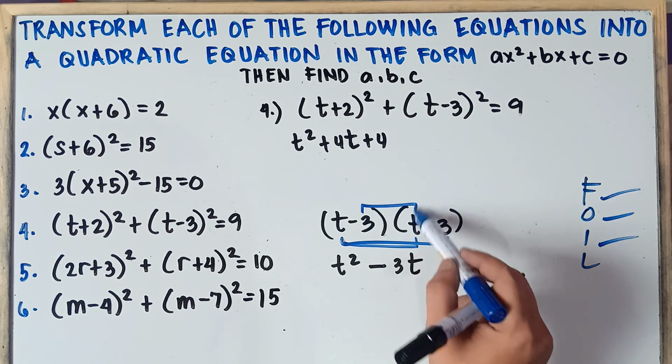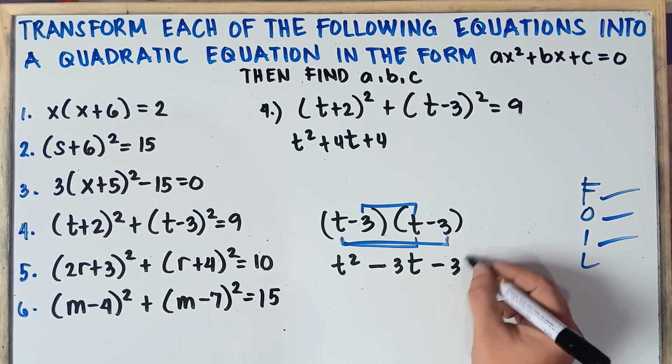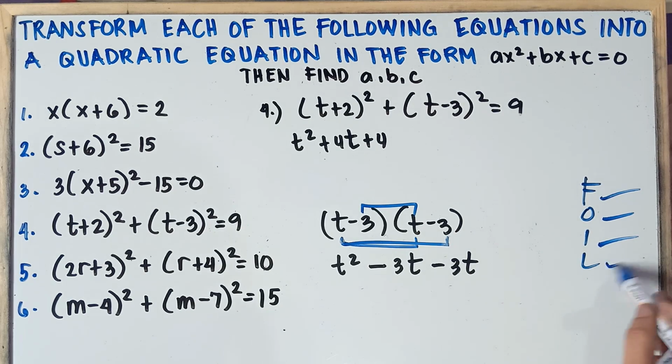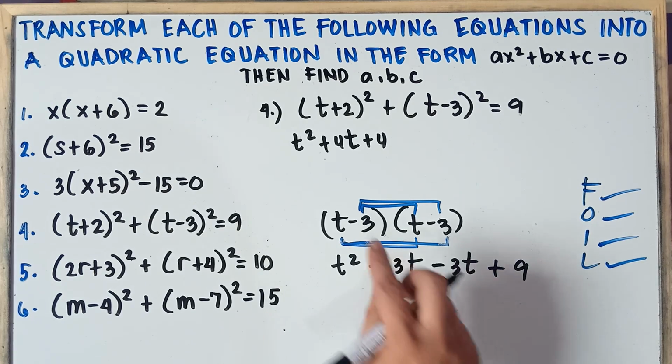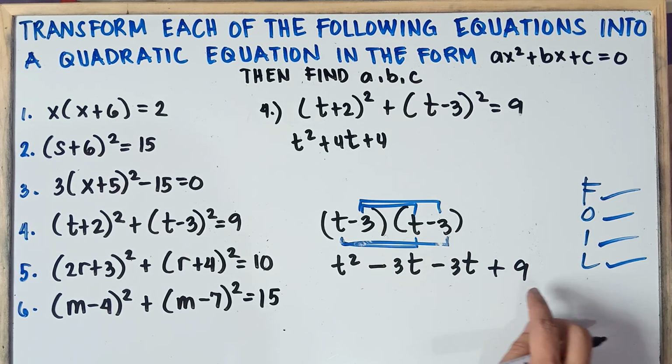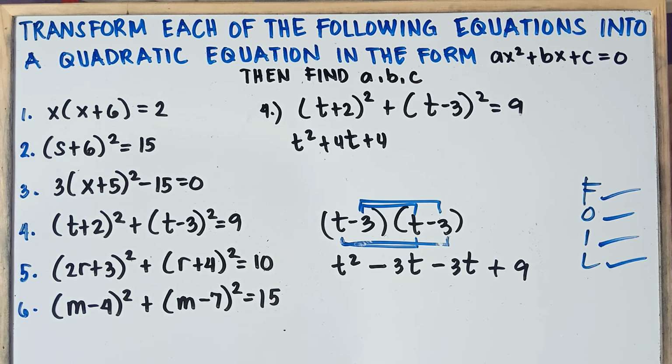Inner, negative 3 times t, that's negative 3t. And then last, negative 3 times negative 3. Negative times negative is positive. 3 times 3 is 9. Once again, negative 3 times negative 3, that's positive 9. Class, just simply do it step by step.